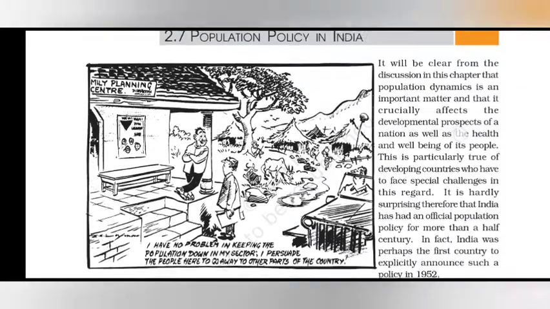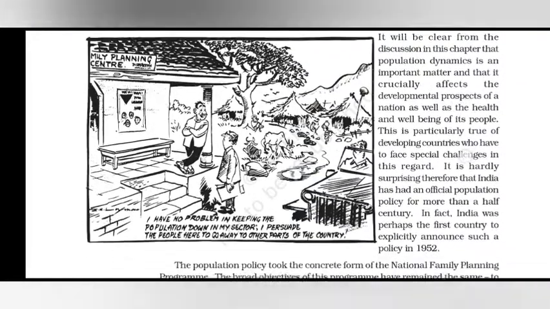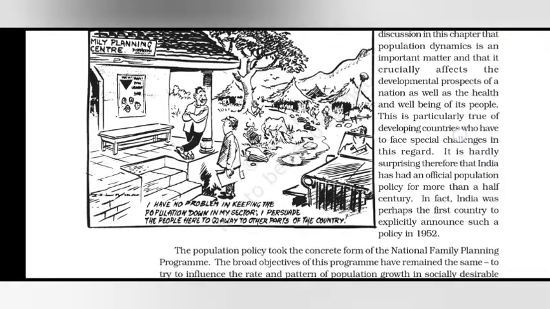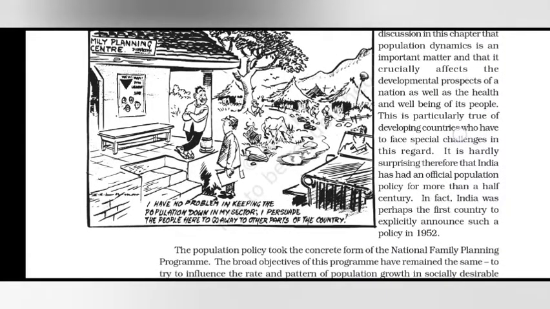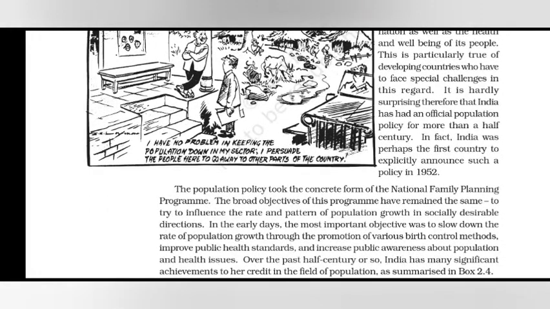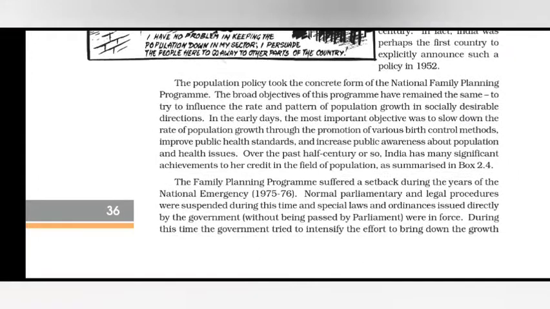Population policy in India. It will be clear from the discussion in this chapter that population dynamics is an important matter, that it crucially affects the development prospects of a nation as well as the health and well-being of its people. This is particularly true of developing countries, who have to face special challenges in this regard. It is hardly surprising, therefore, that India has had an official population policy for more than half a century. In fact, India was perhaps the first country to explicitly announce such a policy, in 1952.